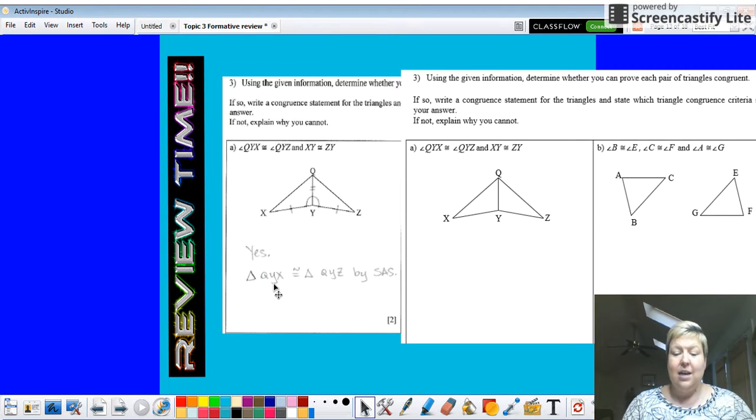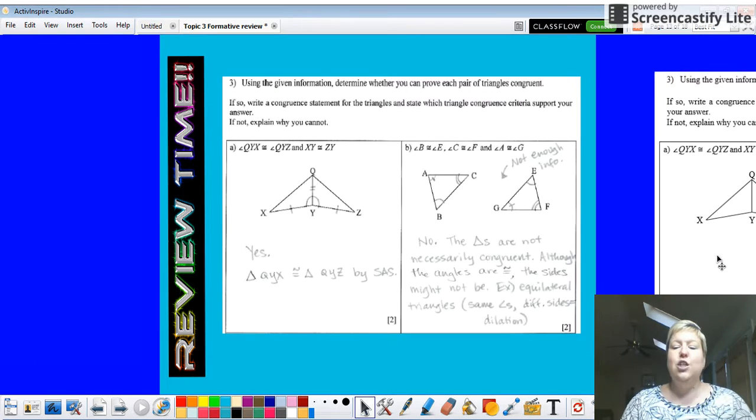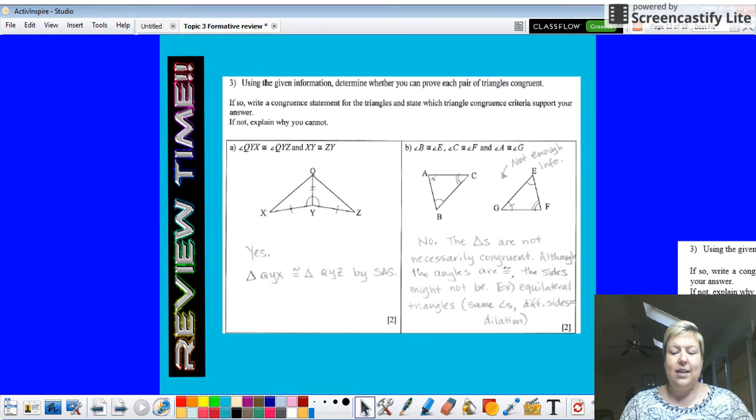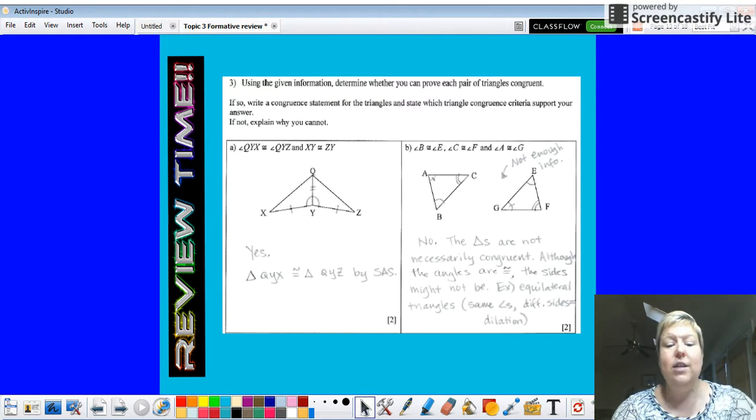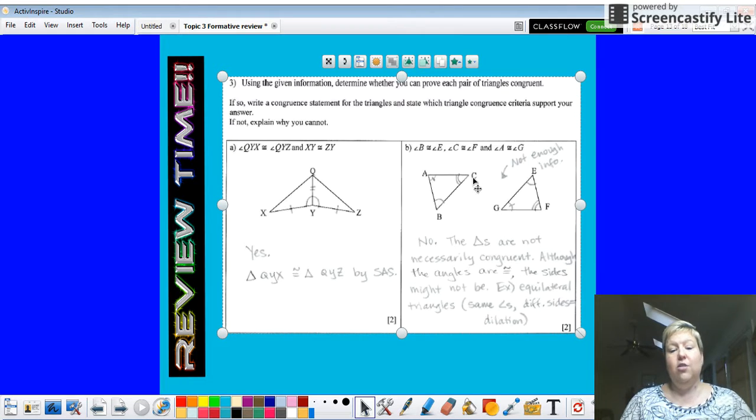The second one, in letter B, gives us that angle B is congruent to angle E, that angle C is congruent to angle F, and that angle G is congruent to angle A. Well, let's go ahead and draw that in. You will notice that just by drawing in those three angles, what have I done? I have given not enough information, because this is a set of equilateral triangles.